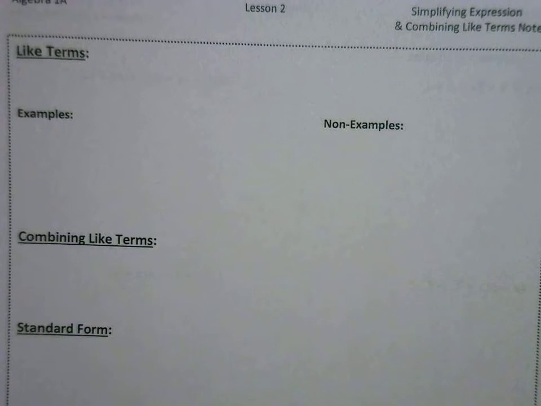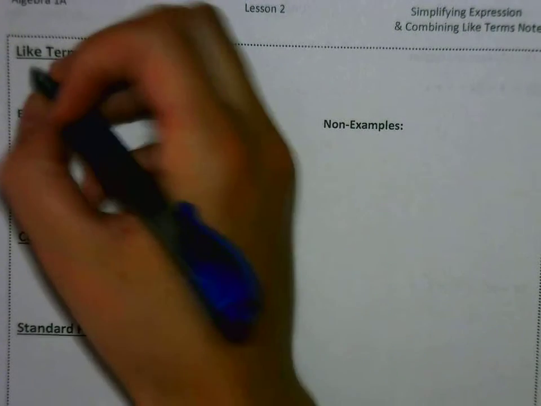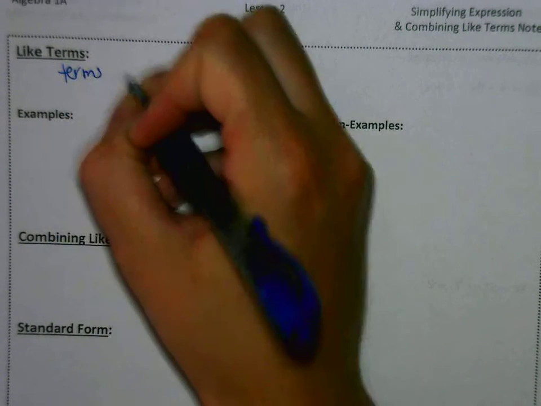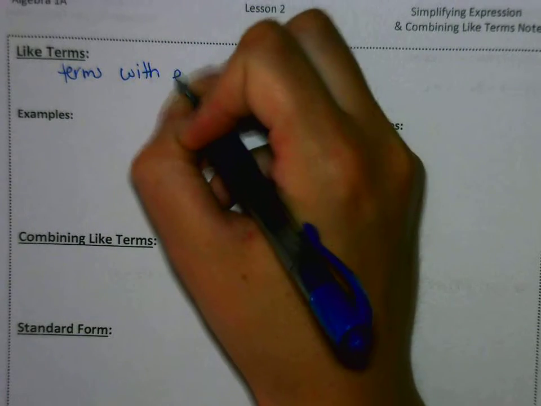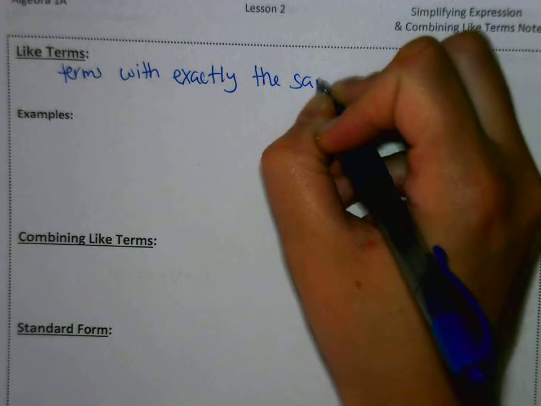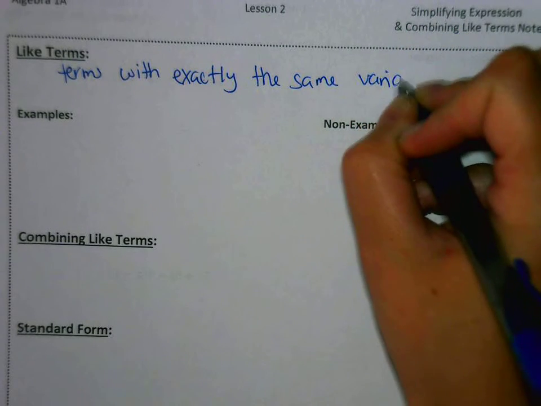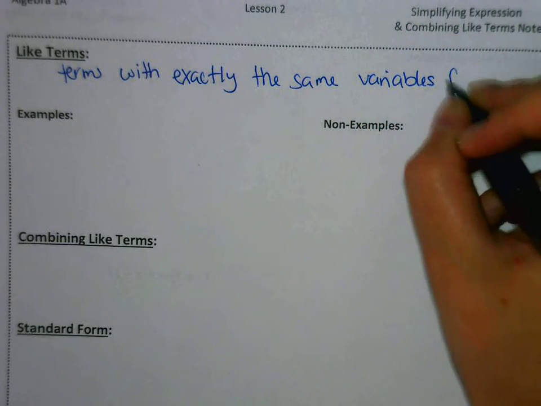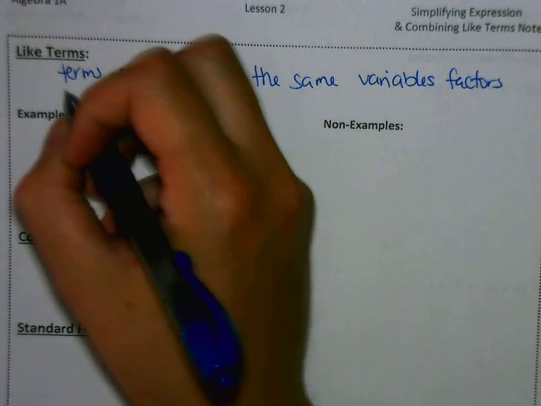So let's first take a look at some definitions. Like terms are terms with exactly the same variable factors in a variable expression.